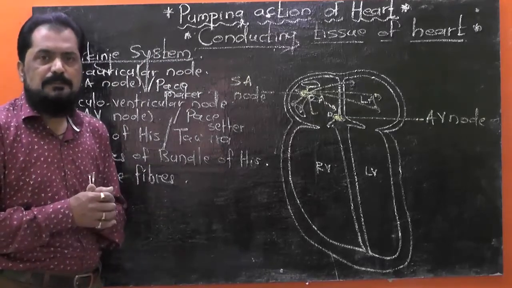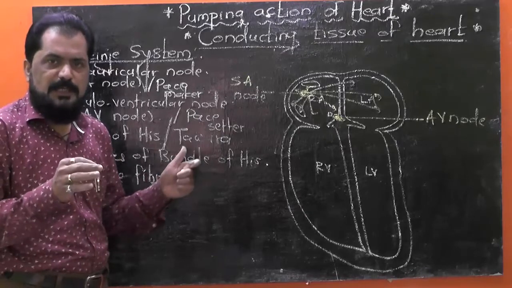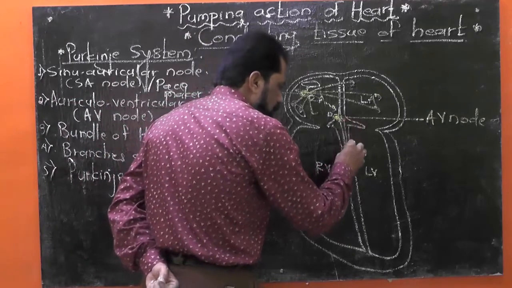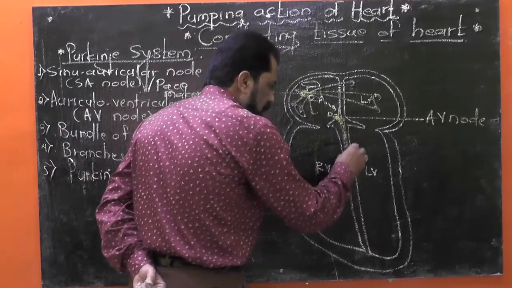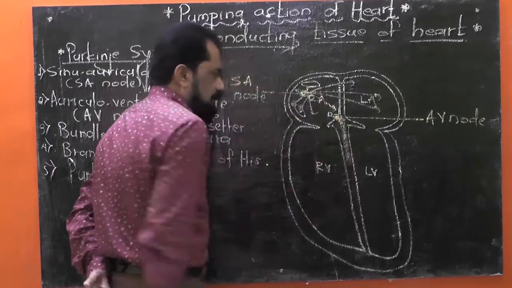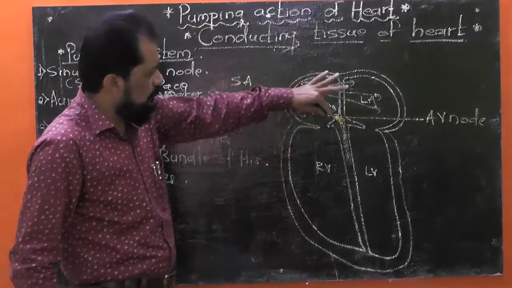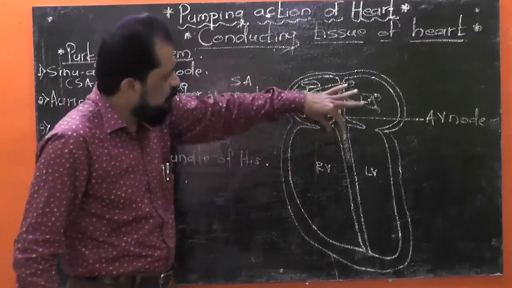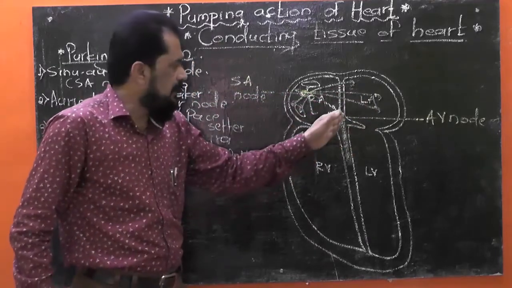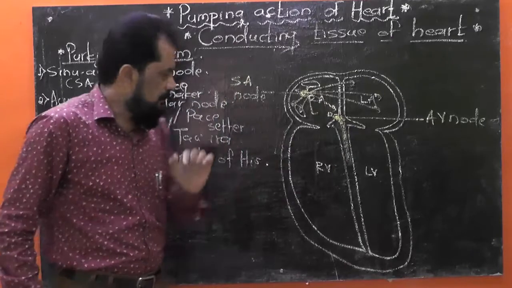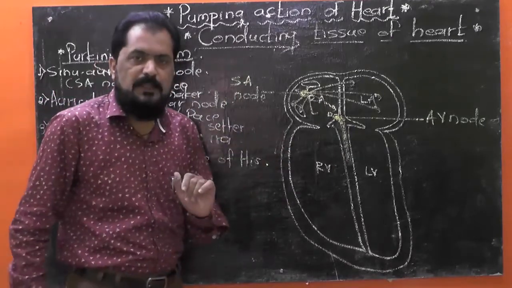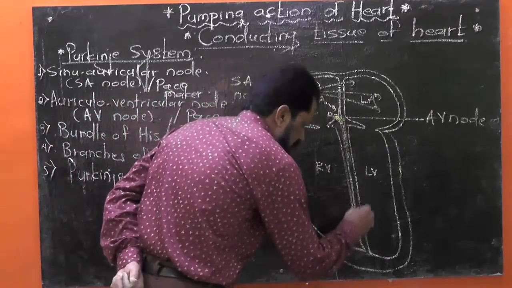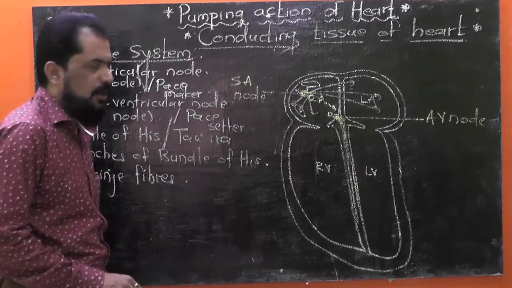Bundle of His, it is simply the bundle of specialized cardiac muscle which originates from AV node and runs downward, passing through the interventricular septum. या ठिकाणी AV node पासून, this is the bundle of His, it originates from the AV node and it passes downward through the interventricular septum. या interventricular septum मधून हे bundle of His खाली पास होत असतं. It immediately splits up into its right and left branches. These are the branches of bundle of His.